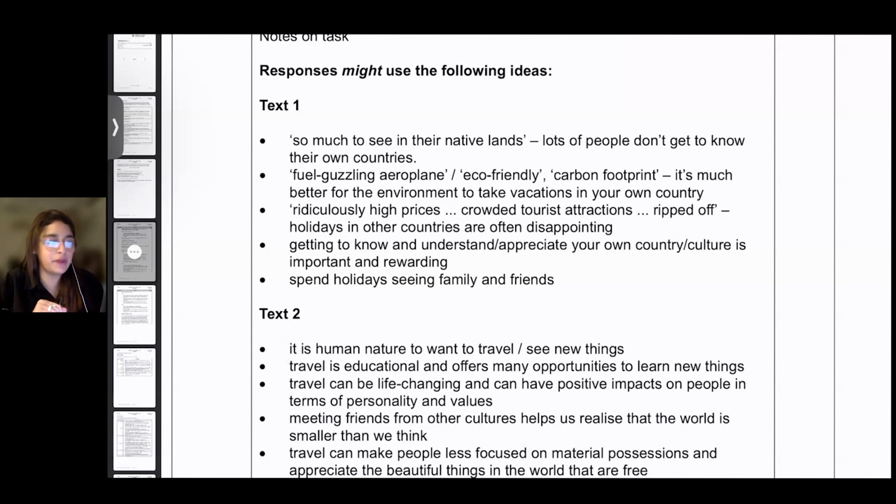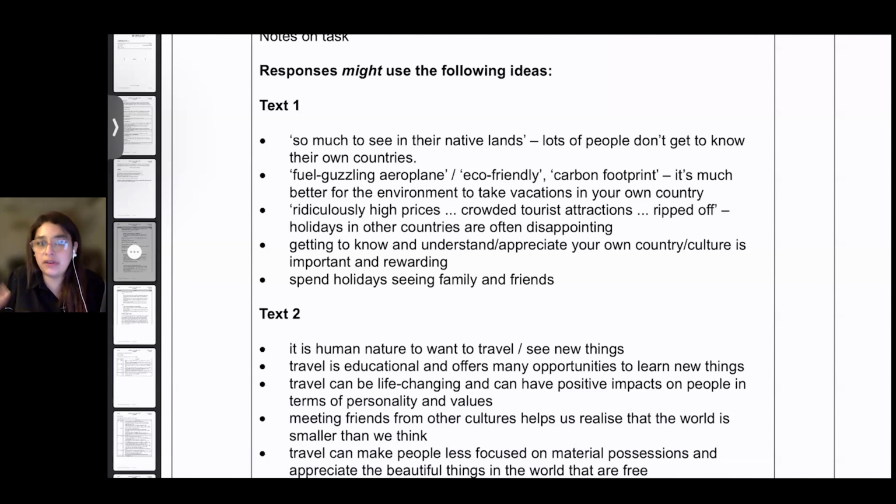Next, talking about making friends. Now, meeting friends from other cultures helps us realize the world is smaller than we think. Now, this is something that we can use in the opposing argument as well. So basically, if I say that I get to meet a lot of people if I travel internationally, I can say local travel does that for me as well. If I go to local tourist attractions, I will get to meet individuals from different cultures, but at the same time, I will be able to experience my own cultures. It's like 2 for 1, right?